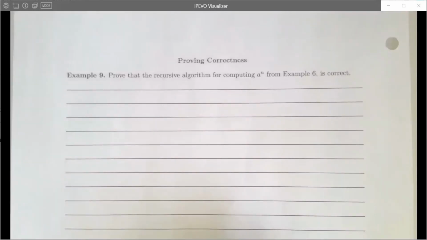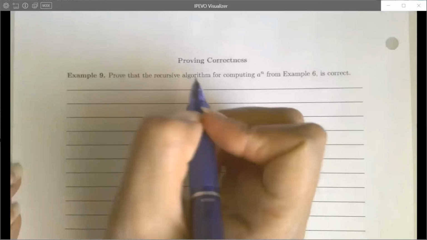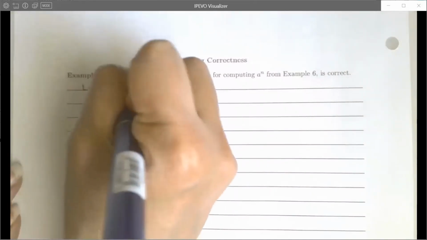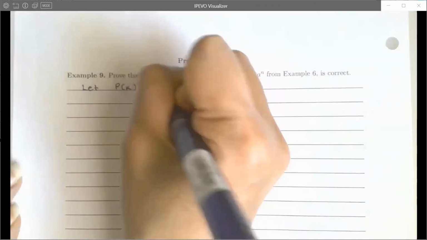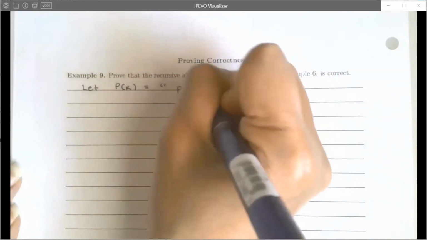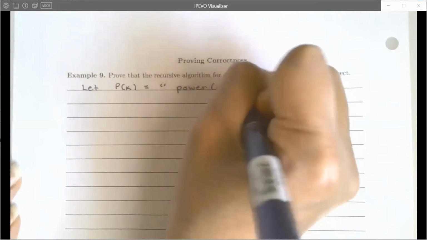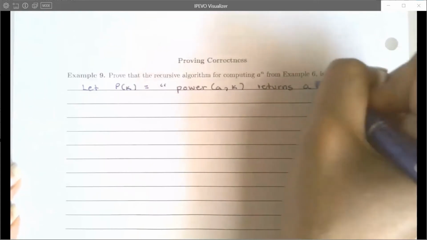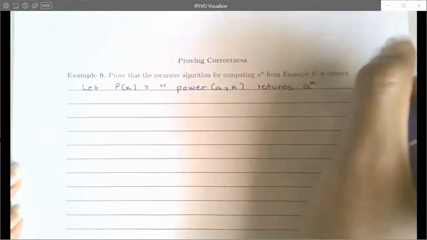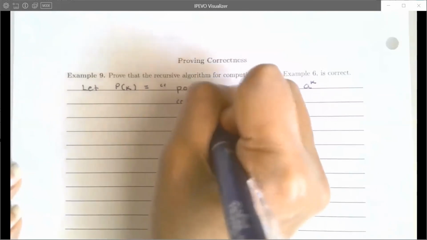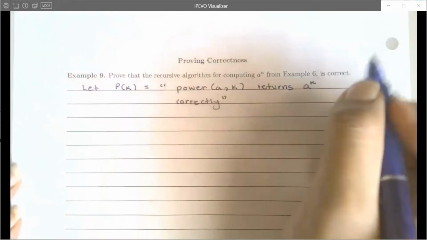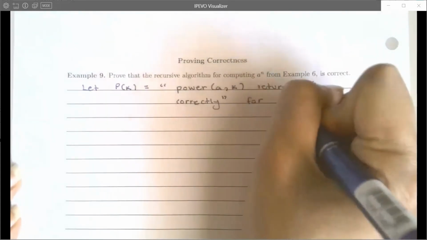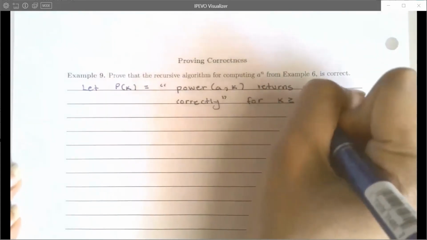So let's give it a try. I'm going to let P(k) be the statement: power(a, k) returns a to the k correctly. And this is going to be defined over a domain of k greater than or equal to 0.